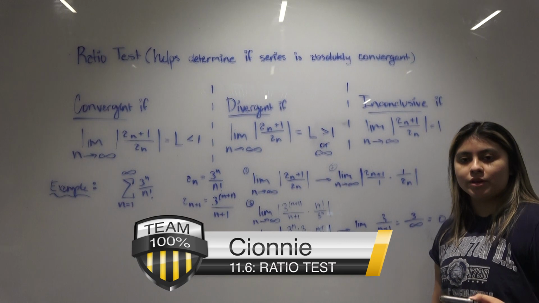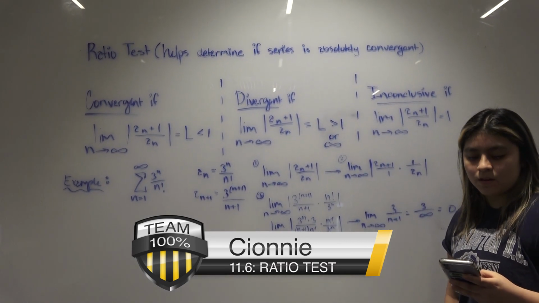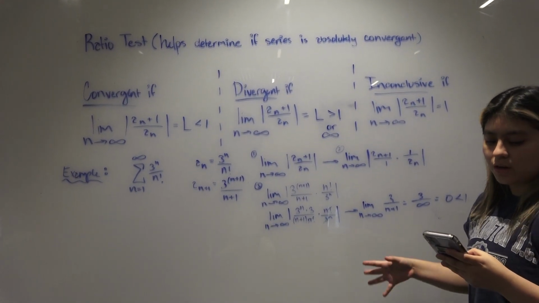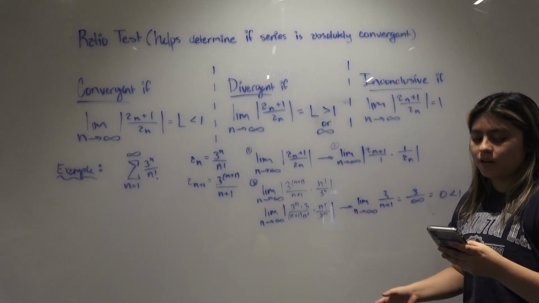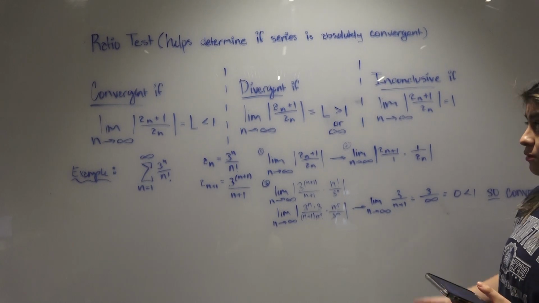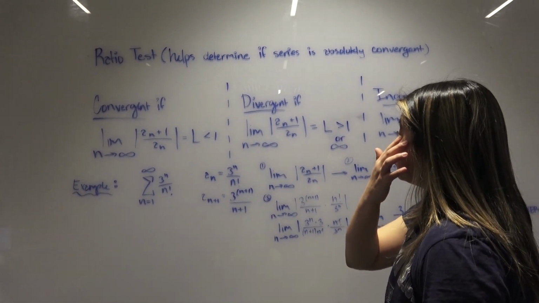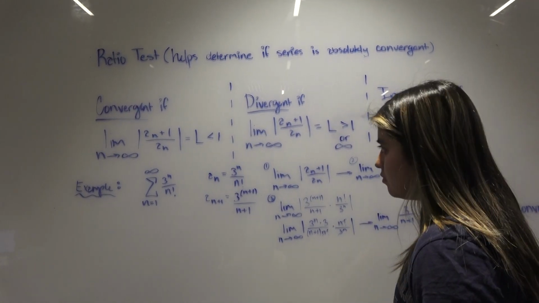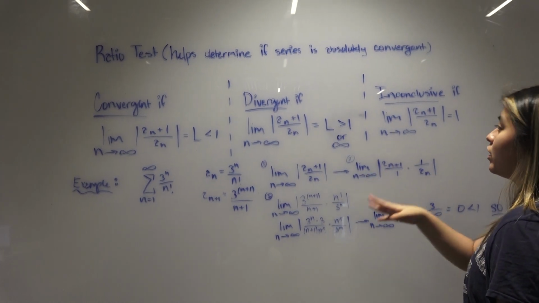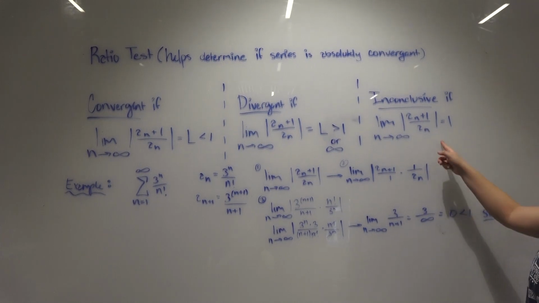Okay, so when we calculate ratios of consecutive terms, we can tell how fast terms of a series are increasing or decreasing. So the ratio test tells us that if the ratios approach a number less than 1 as the terms go on, then the series converges. So essentially it helps us determine if a series is absolutely convergent. So if the limit as n approaches infinity is less than 1, then it's convergent. If the limit is greater than 1, or if it equals infinity, it's divergent, and if it equals 1, it's inconclusive.